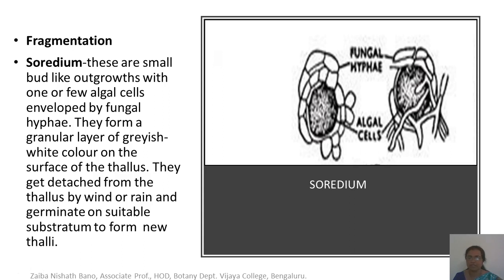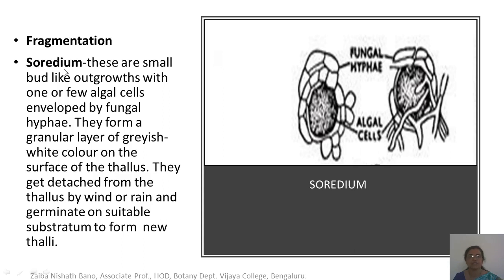Small fragments of the thallus that are formed by accidental breaking or by the death and decay of the old parts of the thallus just separate from one another, and each fragment develops into a new thallus provided it contains both the algal and fungal components. So this is about fragmentation.